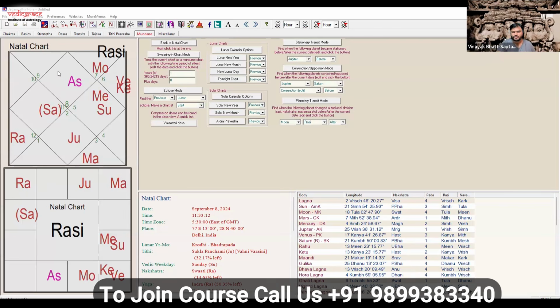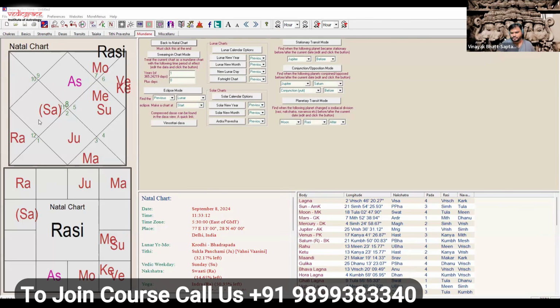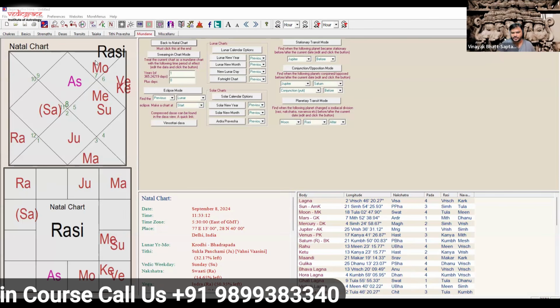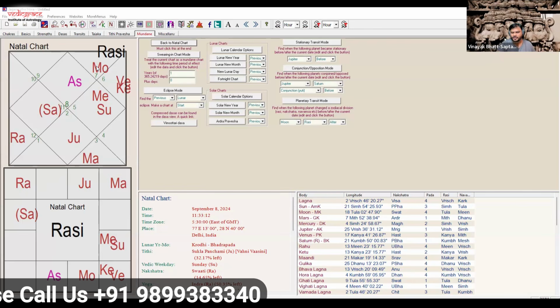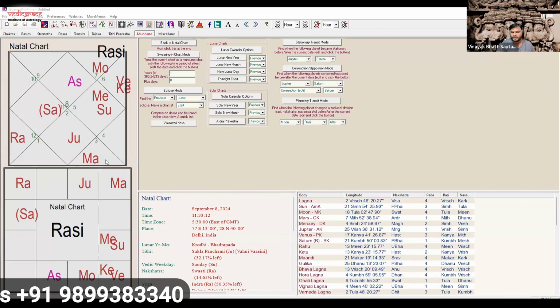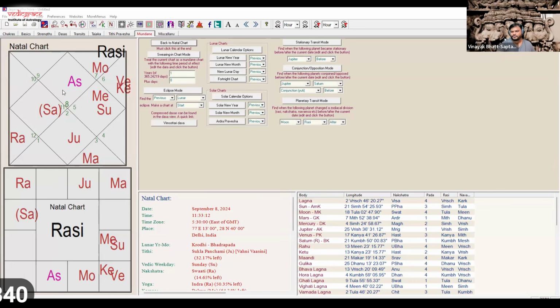Because in future this moon is going to meet Saturn. But in this chart, the moon is in Libra. This is already in the triangle. It means their suffering exists right now. This is a small difference between these two.